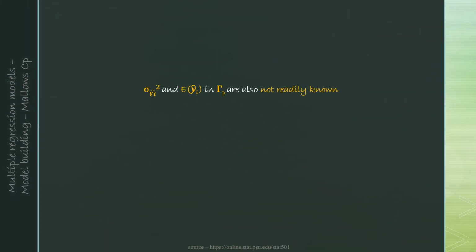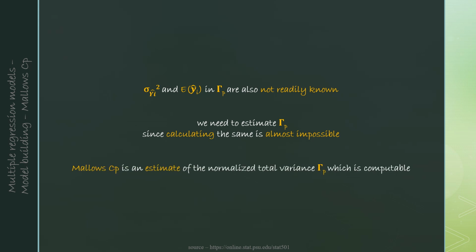Similarly, sigma yi hat square and estimated yi hat in gamma p are also not readily known. Therefore, we need to estimate gamma p since calculating the same is almost impossible. There comes the role for Mallows Cp. Mallows Cp is an estimate of the normalized total variance gamma p, which is computable.